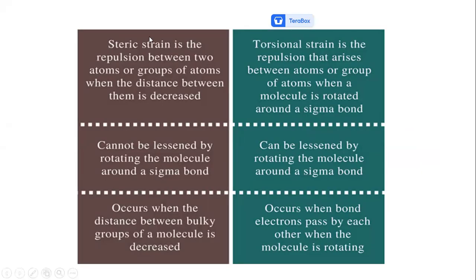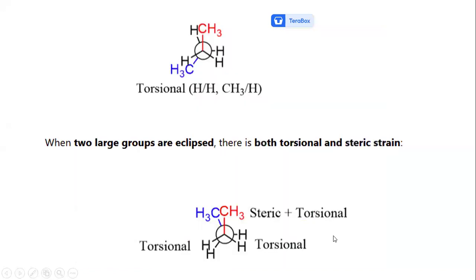Steric strain is the repulsion between two atoms or groups of atoms when the distance between them decreases. Torsional strain is the repulsion that arises between atoms or groups of atoms when the molecule is rotated around the sigma bond. Steric strain cannot be lessened by rotating the molecule around the sigma bond; torsional strain can be lessened by rotating around a sigma bond. Steric strain occurs when the distance between the bulky groups of the molecule is decreased; torsional strain occurs when the bond electrons pass by each other as the molecule rotates. When two large groups are eclipsed, there is both torsional and steric strain.